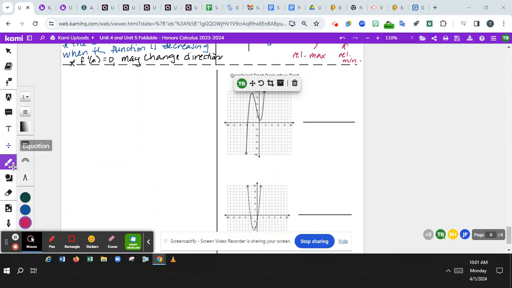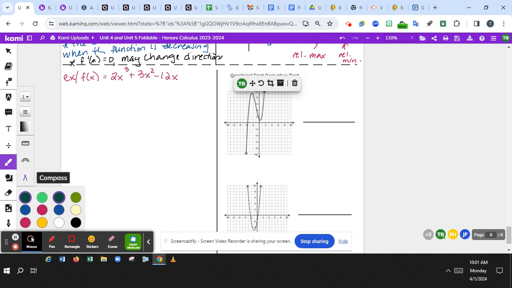Hi, everyone. So today we're going to talk about doing an example of the first derivative test. We're going to find the derivative, and we're going to figure out where the relative max and mins are for the equation 2x cubed plus 3x squared minus 12x.